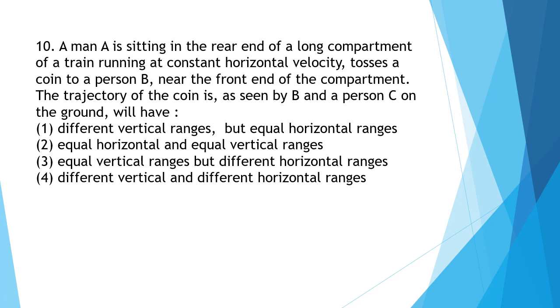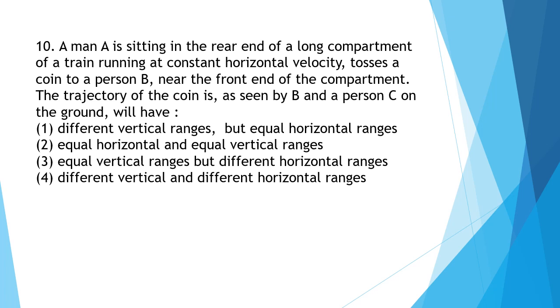But in case of the horizontal range, we need the horizontal velocity. Now the horizontal velocity for the person C on the ground will be the horizontal component of the speed by which the coin is tossed plus the velocity of the train. But for the observer B, it will only be the horizontal component of the speed at which the coin is tossed. That means that the horizontal range will not be the same for B and C.